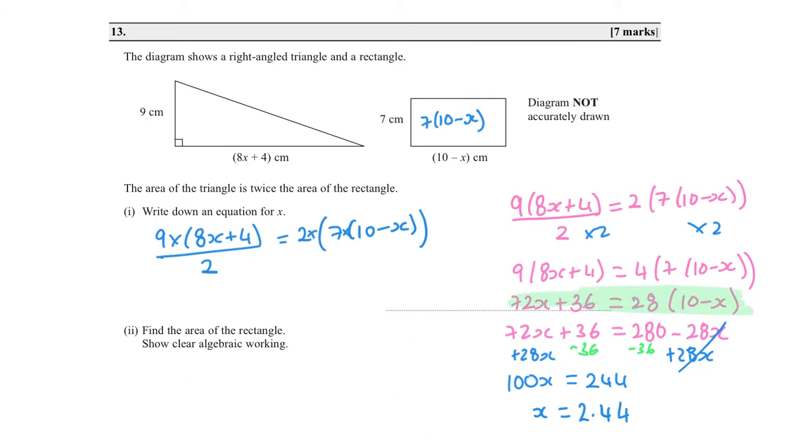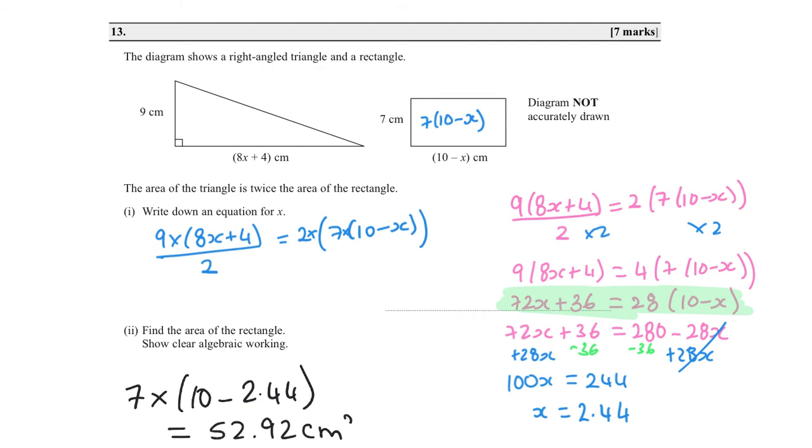Now, we did go ahead and solve for x. We need that for the next one anyway, because it says find the area of the rectangle. Once we know what x is, we can substitute in 7 times 10 minus x, which we know is 2.44, is going to give us the area of the rectangle. So 7 times 10 minus 2.44, which is 52.92. And then centimetres squared, because we're working out area. So we started I, and then I got a bit lost, and then carried on into II, okay? But however, this is how you do it.